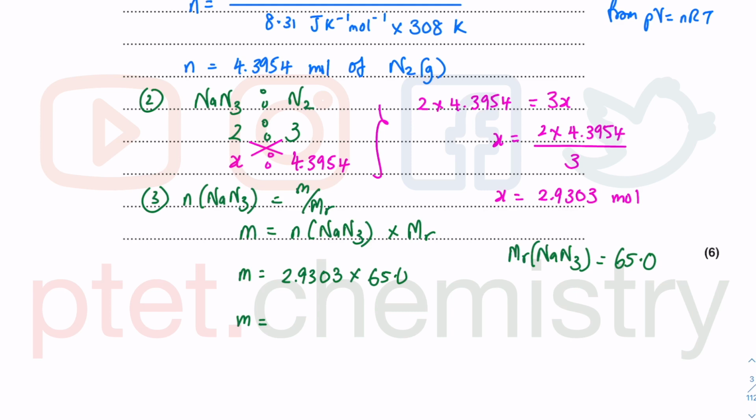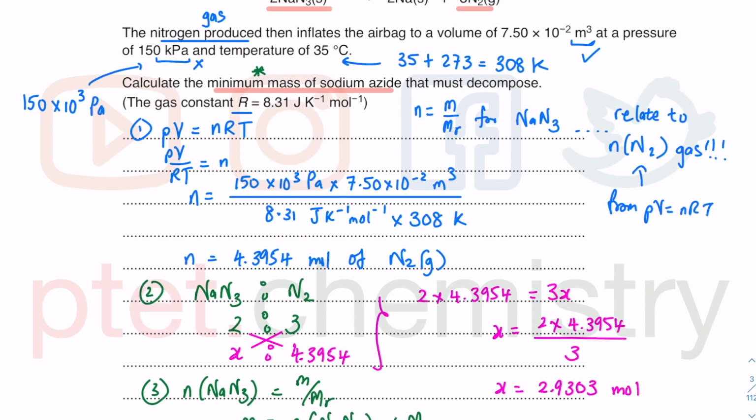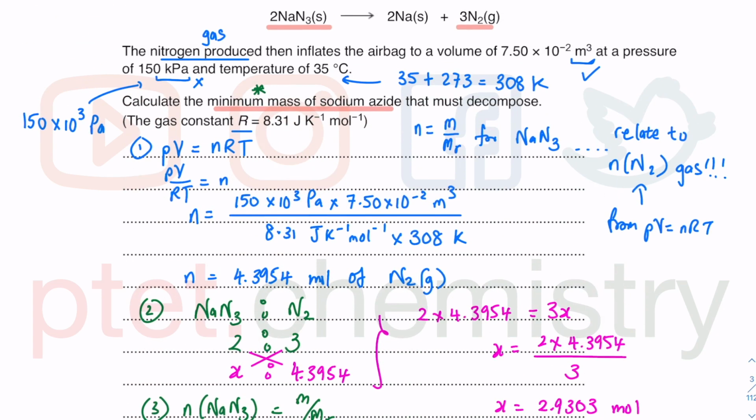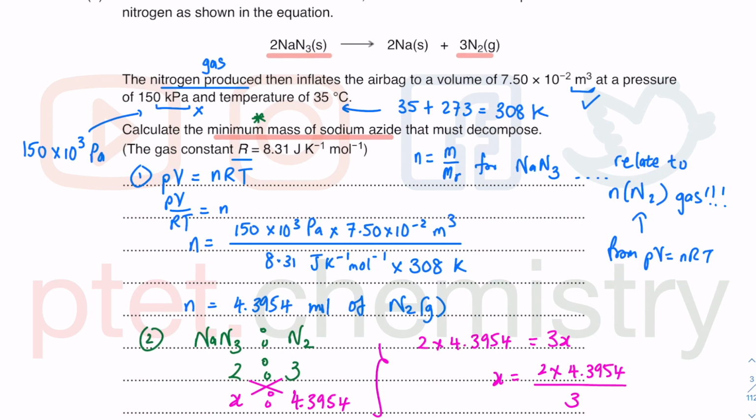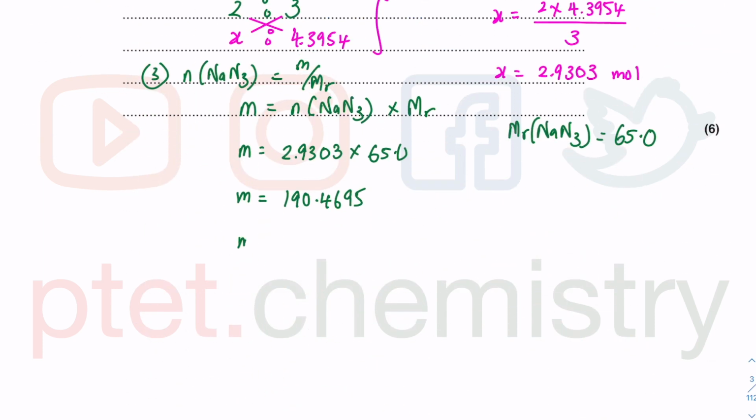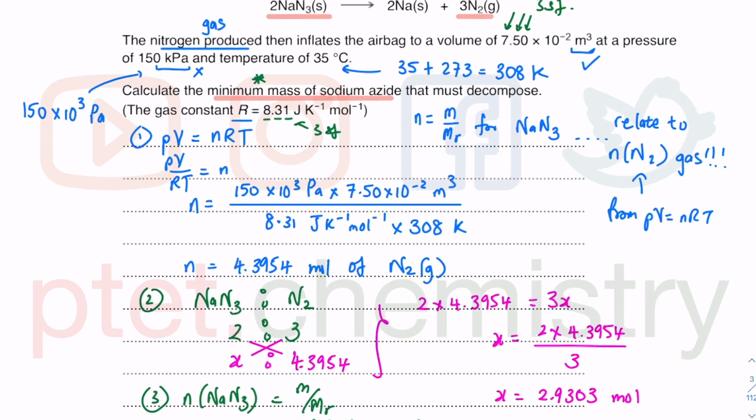Remember what is the appropriate number of significant figures. This is way more than appropriate. They do not mention how many significant figures, but look at the data here. This was 7.50, so 1, 2, and 3 significant figures. So what other data do we have? We have 1, 2, and 3 significant figures for the molar gas constant. So I'm going to just round my final answer to 3 significant figures. 1, 2, 3 from the front. So this gives you 190 gram to 3 significant figures for the sodium azide, NaN3.